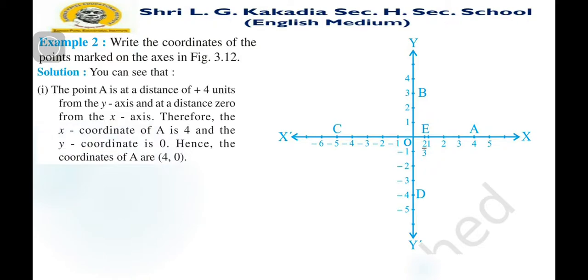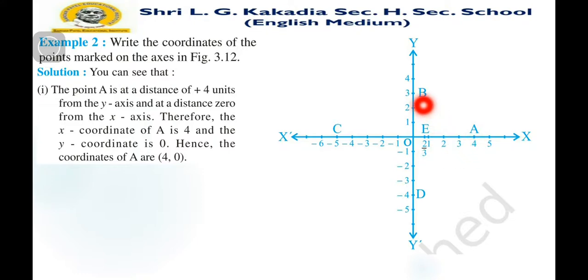So the coordinates of A are given as follows: the point A is at a distance of plus 4 units from the y-axis and at a distance 0 from the x-axis. Therefore the x coordinate of A is 4 and the y coordinate is 0. Hence the coordinates of A are 4 comma 0, as you can see here.